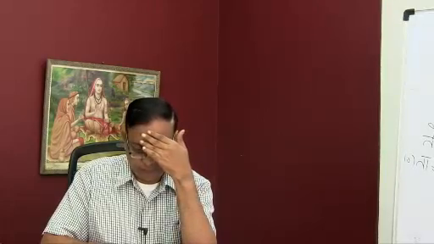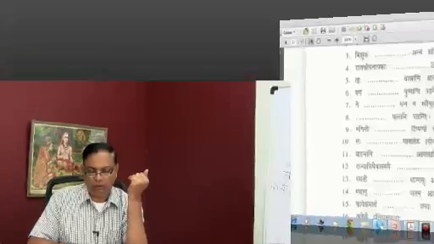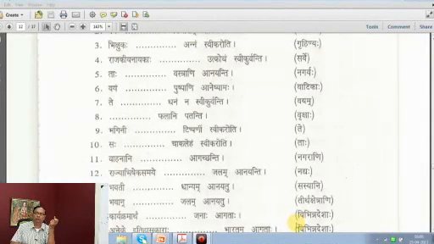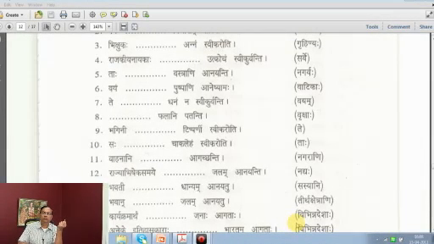Vahanani Nagarani Agachanti. So you put vehicles come from the cities, it means. Vehicles are coming from the cities. So Nagarani put in Panchami Bahuvachana. Nagarat, Nagarabhyam, Nagarebhyaha. Vahanani Nagarebhyah Agachanti. Next. 12th.